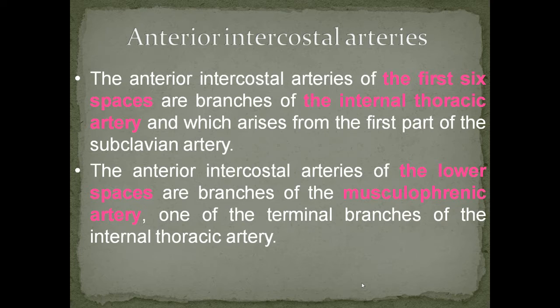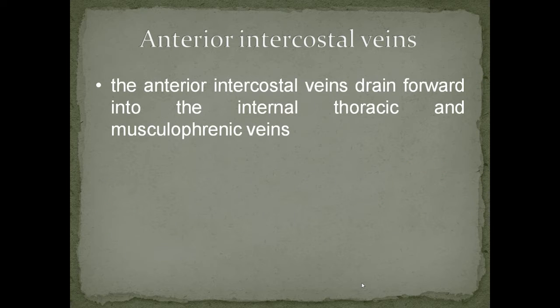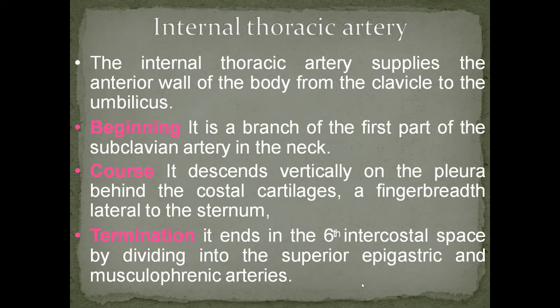Anterior intercostal arteries. The anterior intercostal arteries of the first six spaces are branches of the internal thoracic artery, which arises from the first part of the subclavian artery, and the anterior intercostal arteries of the lower spaces are branches of the musculophrenic artery, one of the terminal branches of the internal thoracic artery. The anterior intercostal vein drains forward into the internal thoracic and musculophrenic veins.